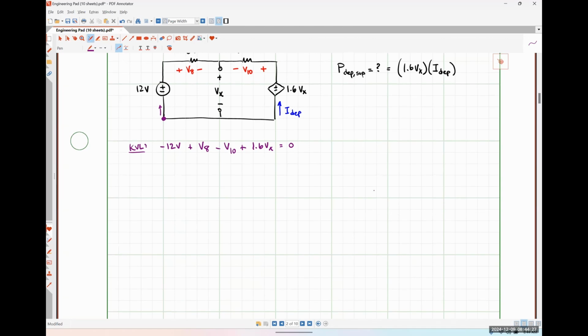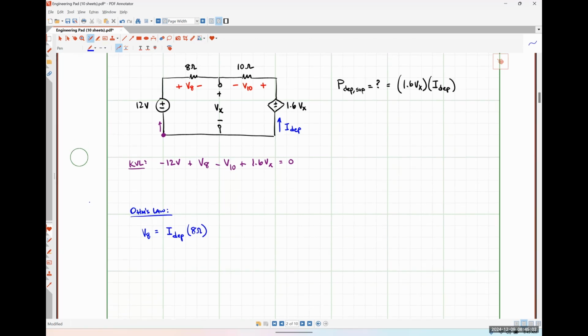So let's come down. And let's write some Ohm's law expressions. Okay. So Ohm's law is useful whenever I have resistances, right? So we know that V is equal to I times R. So I could say that V8 is equal to I dependent times 8 ohms. So let me start. Is this correct?